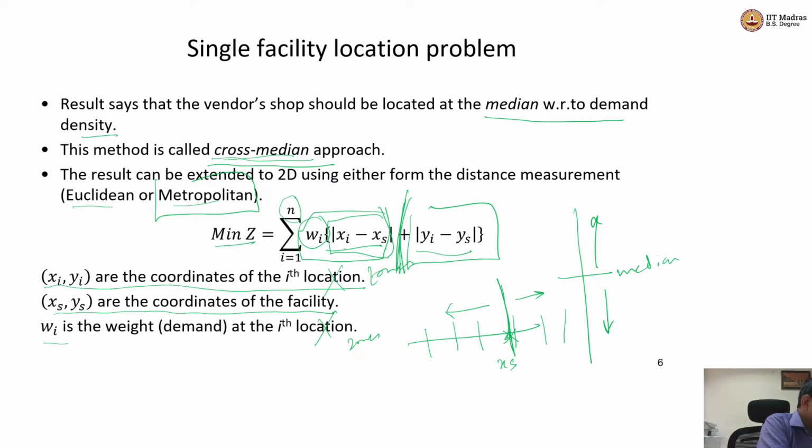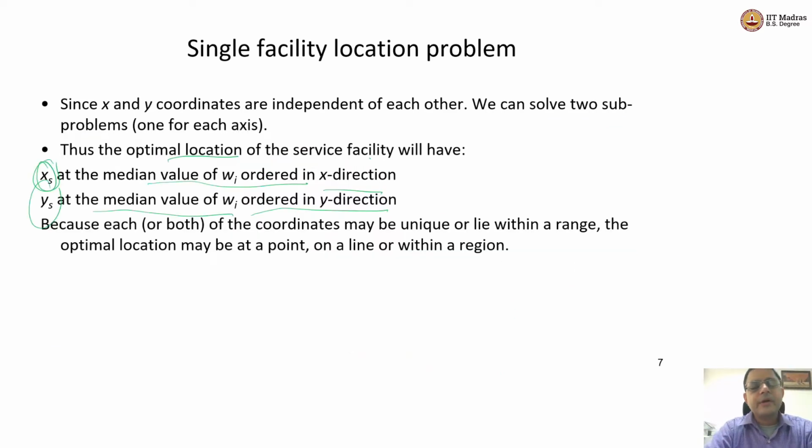Now I will solve another problem on the y dimension, where y1, y2, y3, y4, y5, y6, y7 are all the weights on the y axis, and I will locate my facility at ys such that the total weight on the top is the same as the total weight on the bottom of this line, right? So I can definitely separate this problem into two sub-problems, and solve this as a cross-median solution in 2 dimensions.